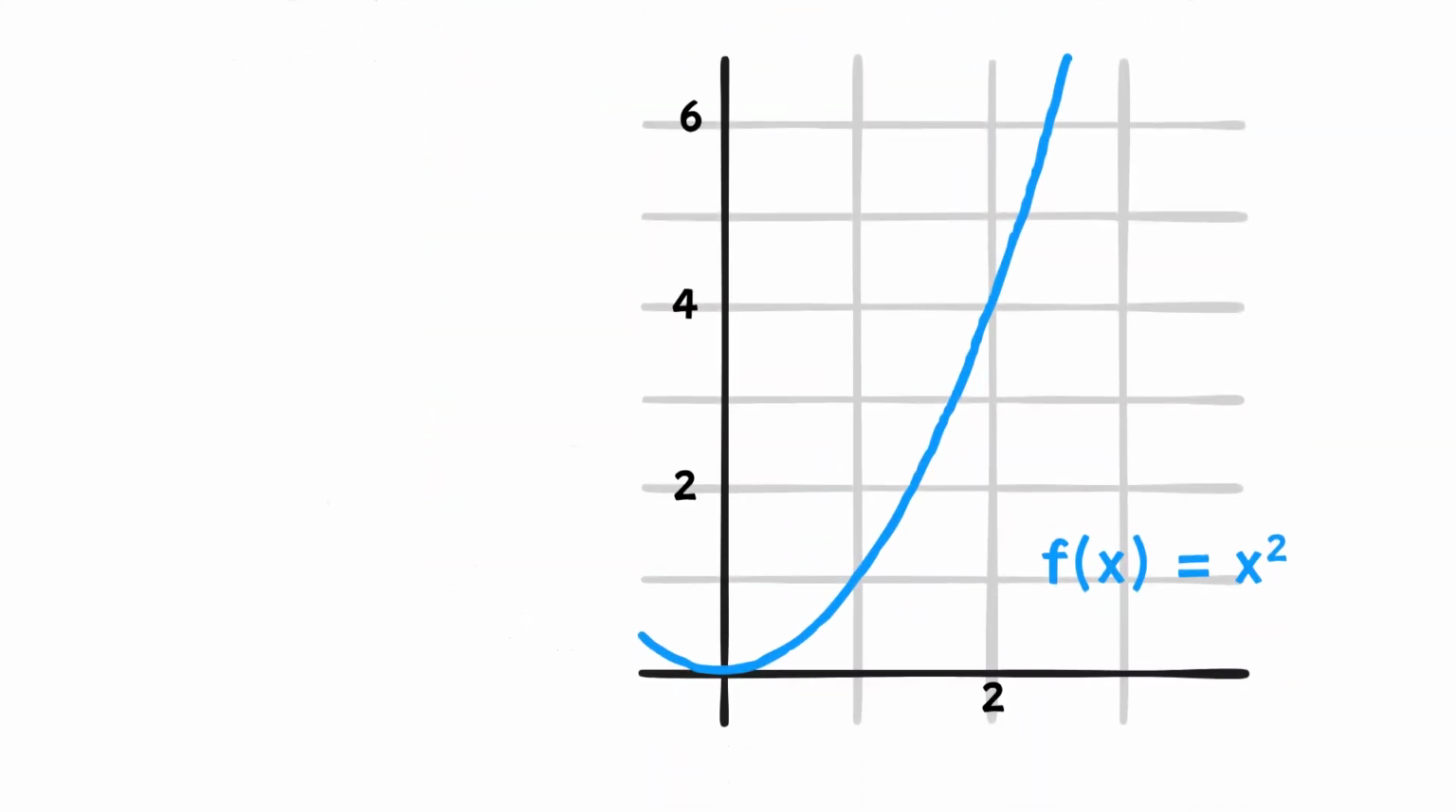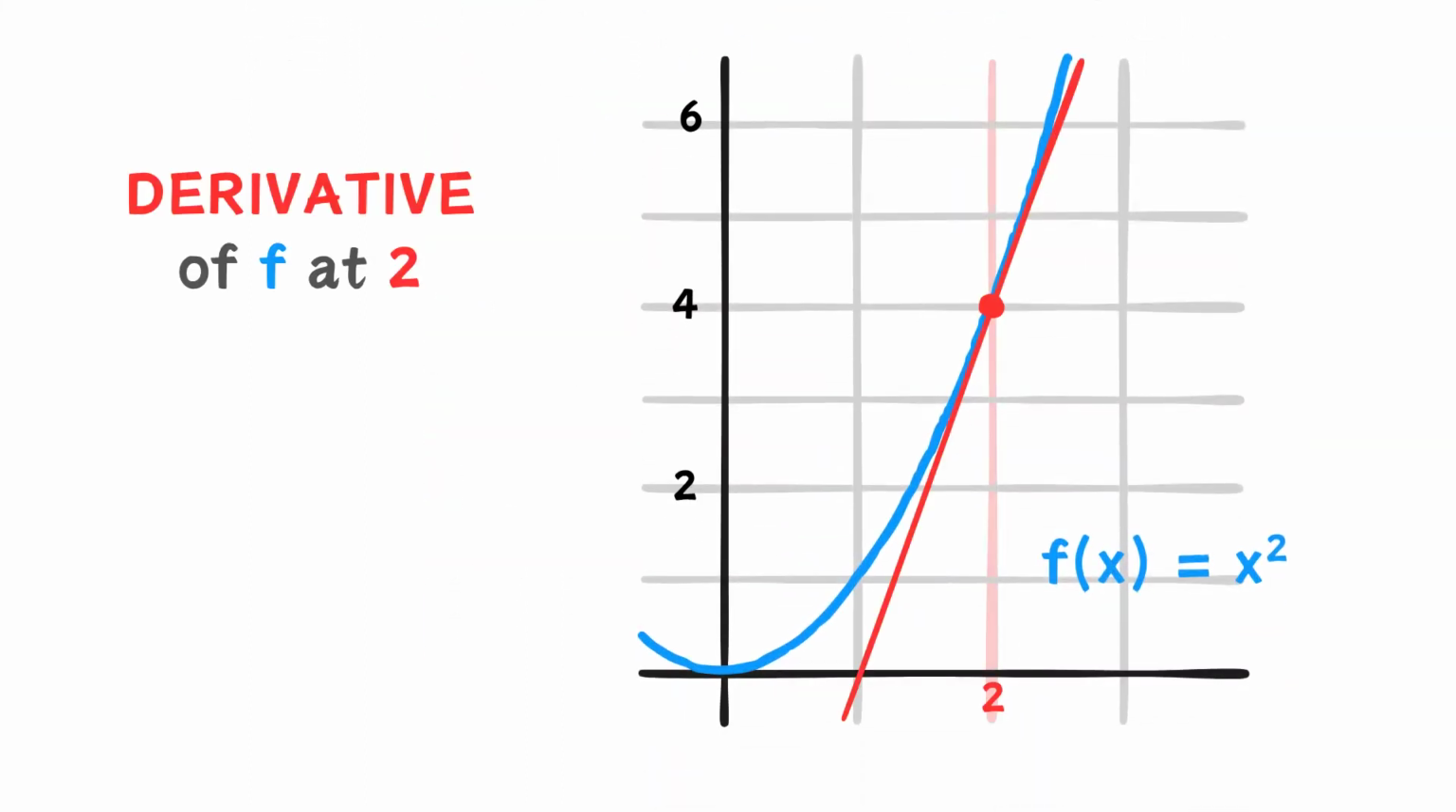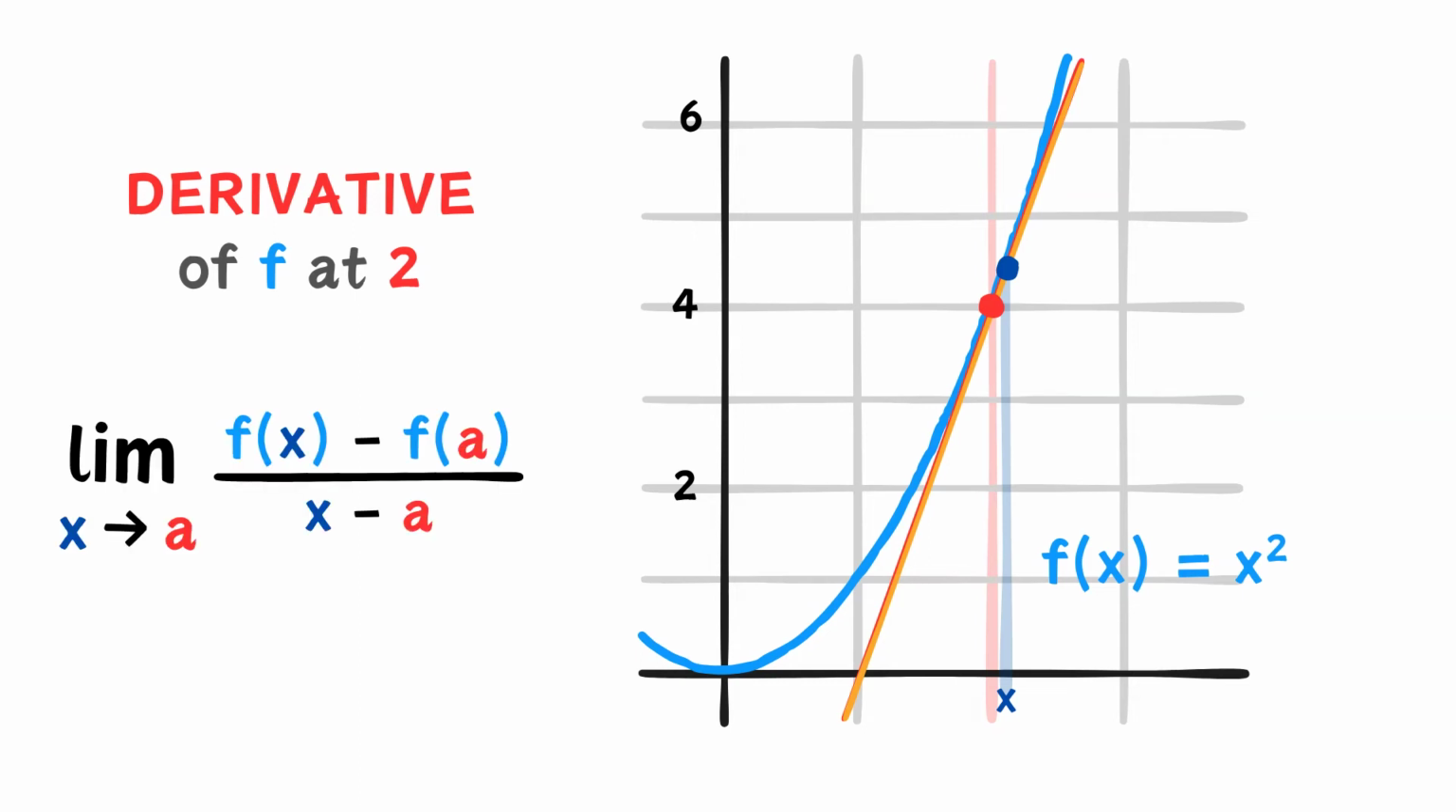Okay, now let's see derivatives at work. Given the function x squared, what is the derivative of this function at 2? Let's put a point to the right of 2. As this point, x, gets closer and closer to 2, the secant line becomes a much better match for the tangent line, or the derivative. So let's use our limit definition. As x approaches 2, what is f of x minus f of 2 over x minus 2?